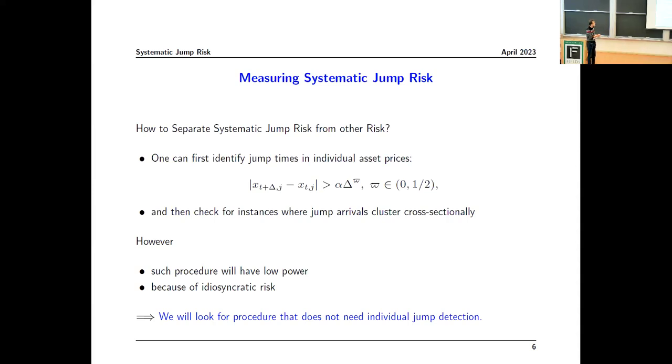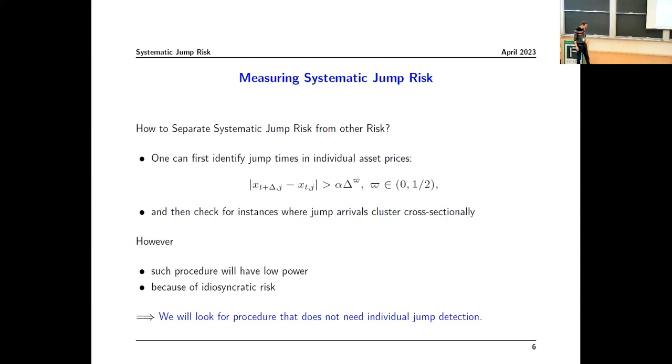Okay? And so basically you pick a threshold which is slightly bigger than that. So you see delta is going down to zero because you're sampling more frequently. And so you pick a threshold like that, and then you say, if I observe a return that is more than 3 standard deviations, so that's very unlikely to be happening from a diffusive piece, then we label that thing as a jump. So that's, in a nutshell, what we have done in this literature.